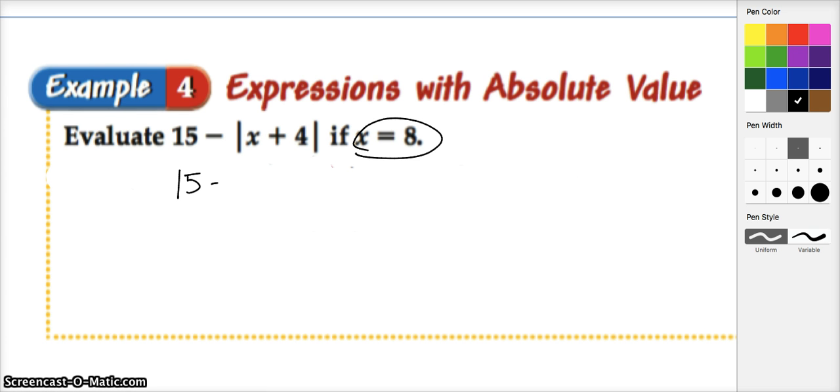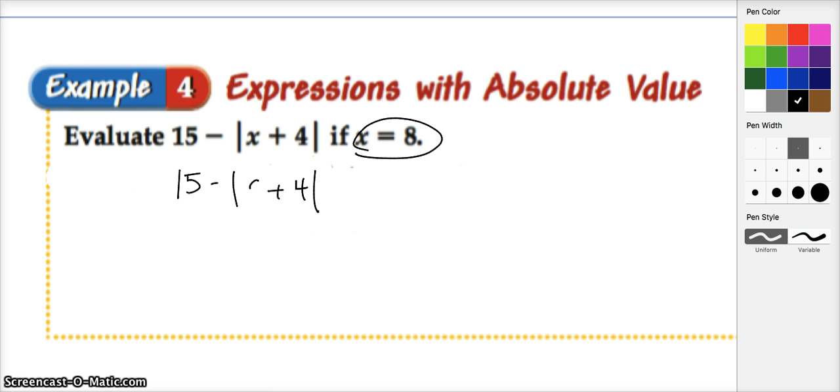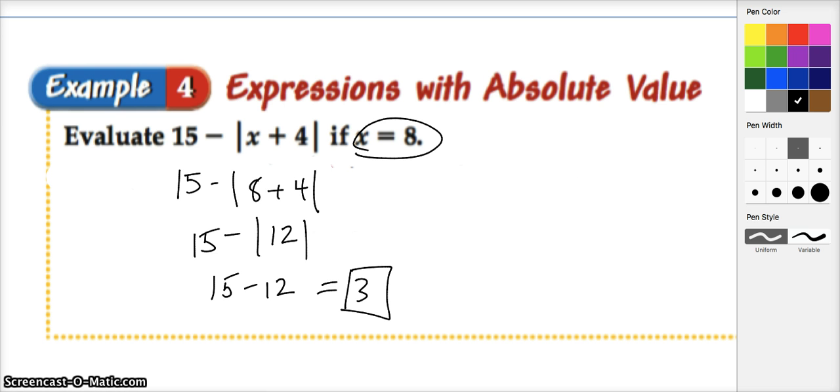So 15 minus the absolute value of x plus 4 when x is equal to 8 tells me that I can replace x with 8. And now I need to do everything that's here. 8 plus 4, which is 12, the absolute value of 12, which we know to be 12. So this becomes 15 minus 12, which is 3. And that's my final answer. And that's really it. I'm going to just do a real quick example.